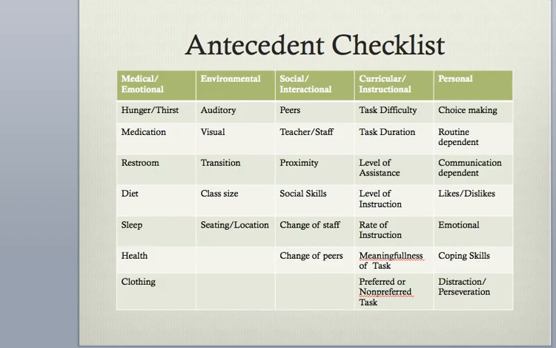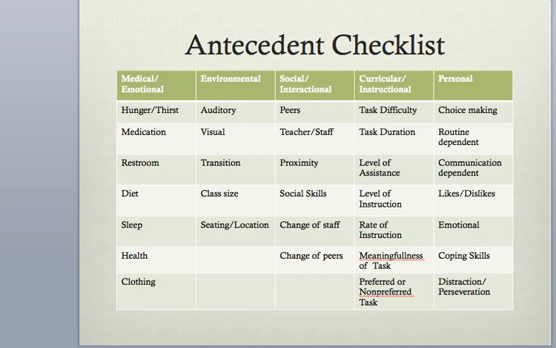Now, as part of your indirect assessment, you want to make sure that you're asking questions about those antecedents that set things off. And so I created this little form. You want to know if there are any medical or emotional antecedents. You want to know if there are any environmental or social or interactional antecedents, curricular or instructional prompts and cues and things that precipitate the behavior, and any personal issues. So under each of these, you may want to ask questions about these particular topics.